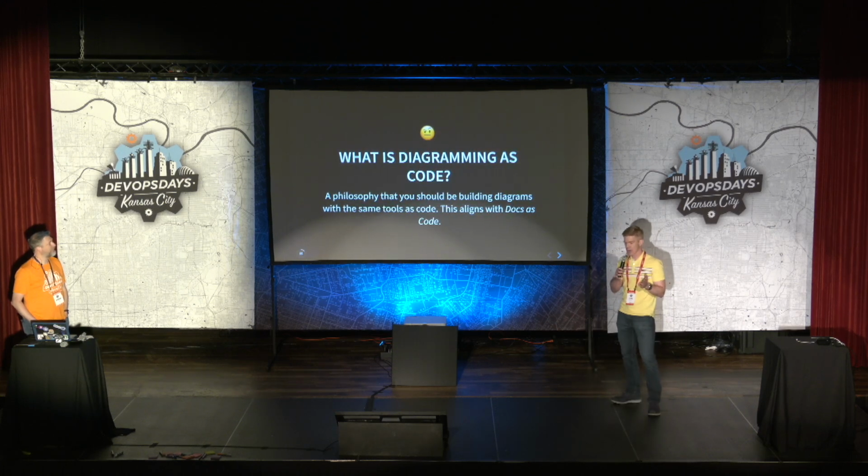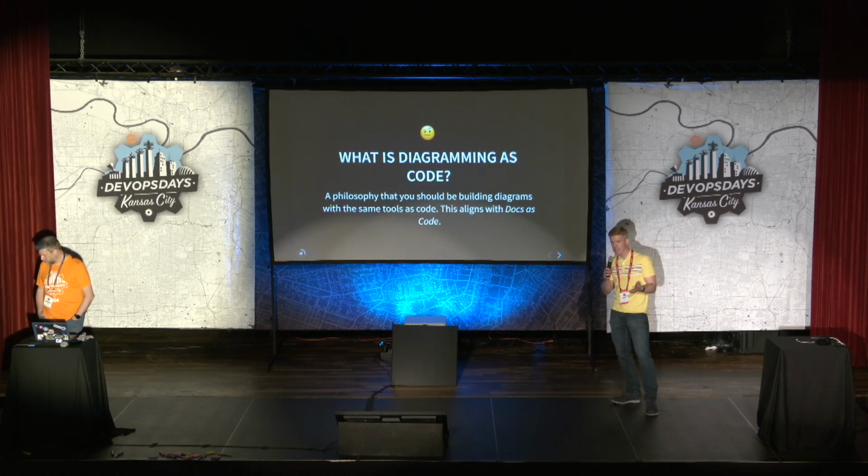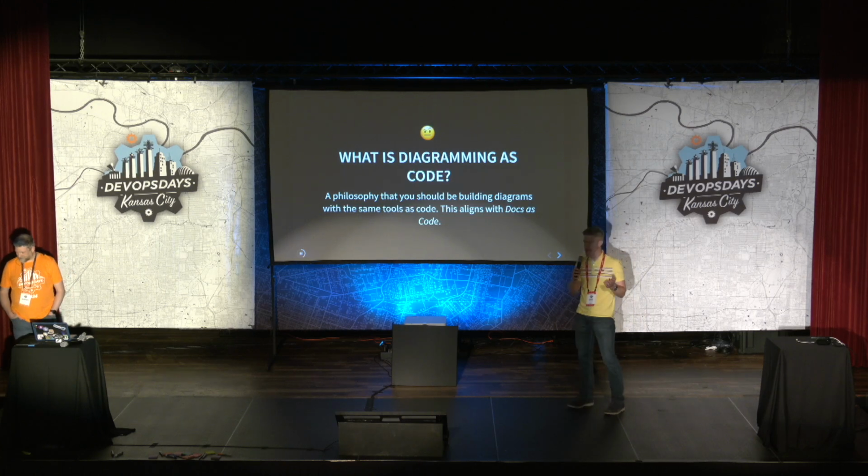So what is diagramming as code? It's a philosophy of how we're going to manage diagrams with the same tool chain as we do with code. This aligns with docs as code, or documentation as code. So you may ask, well, what is documentation as code?